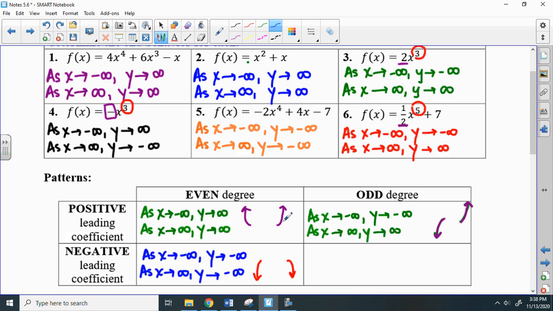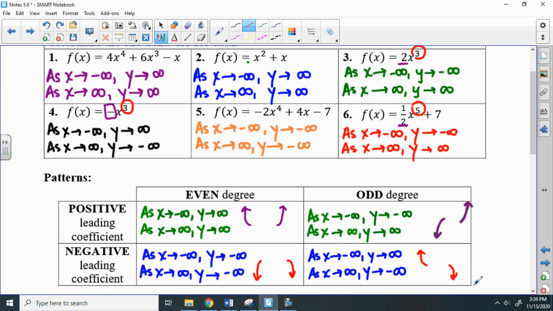And then if I do the same thing for an odd degree with a negative coefficient, notice that your end behaviors switch. When you look at the x going to the left, the y is actually going up. And when you look at the x going to the right, the y is actually going down. So if I were to draw a little picture of that, the left side would be going up, and the right side would be going down.